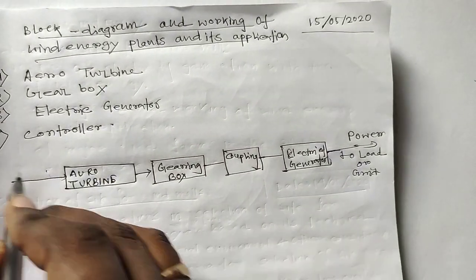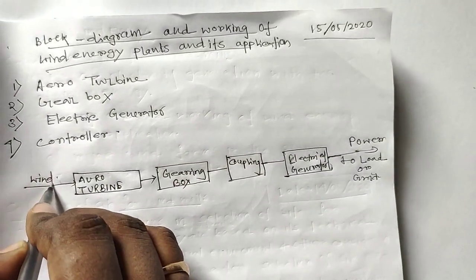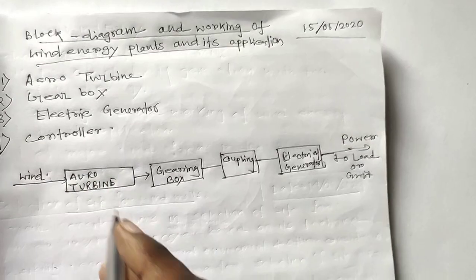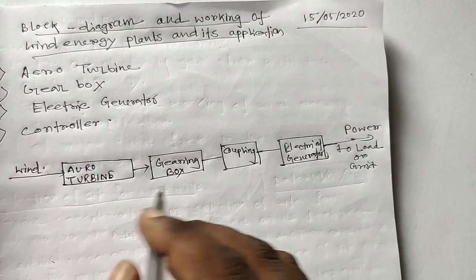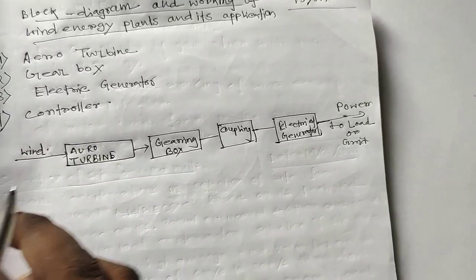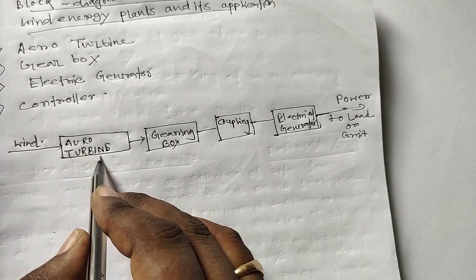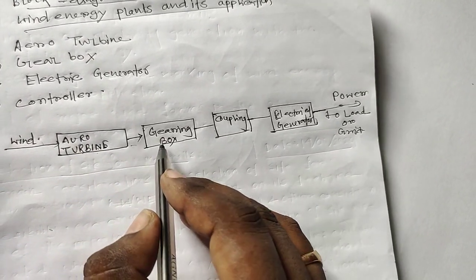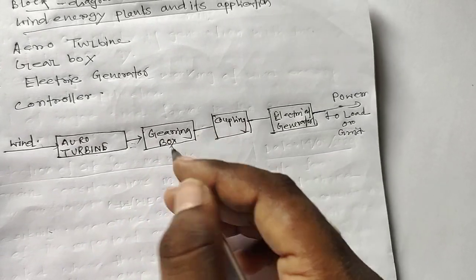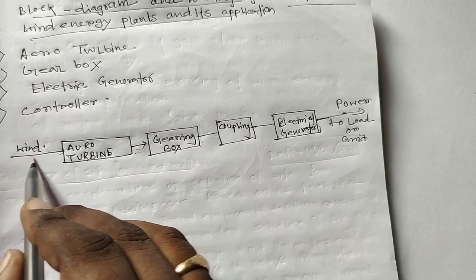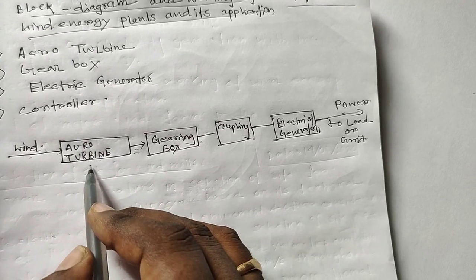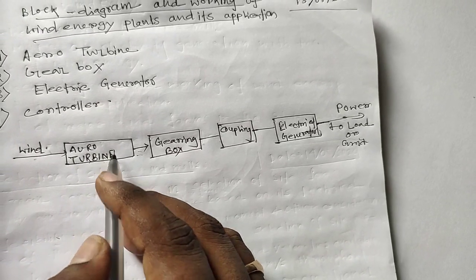This wind is flowing to the aero turbine or turbine blades. I will discuss the working principle. The aero turbine is coupled to the gearbox. So first is used the aero turbine or wind turbine.